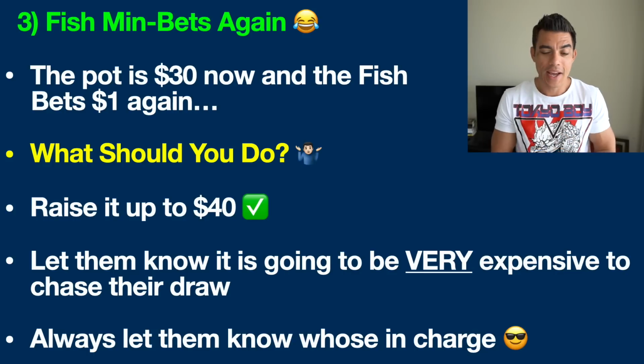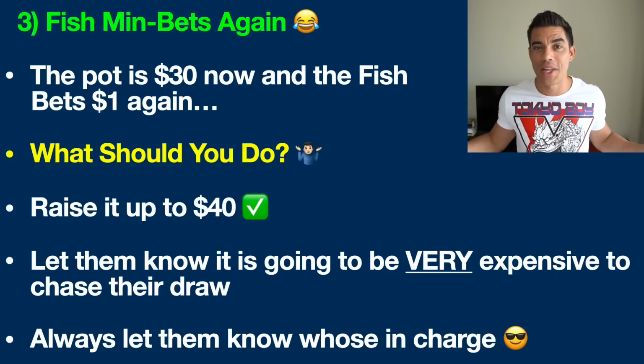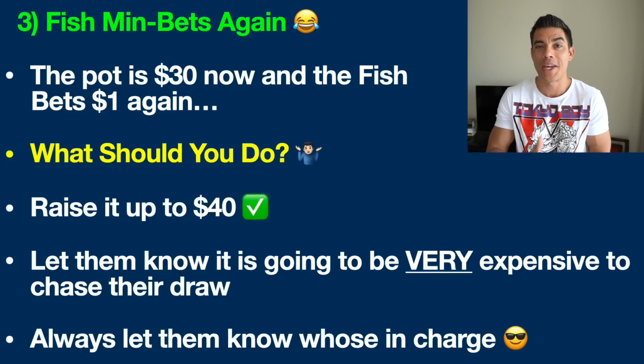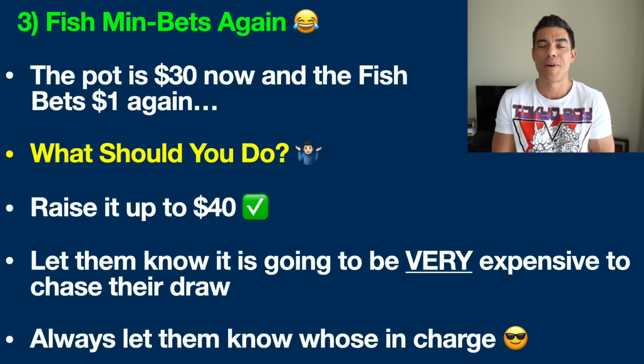Make them pay, and don't just raise it up a small amount. That's the other mistake that a lot of people make. They'll just raise it to $3 here. Guys, it's still mathematically useless. You want to make it pot size, always in these spots. Guys, always raise up these min bets.